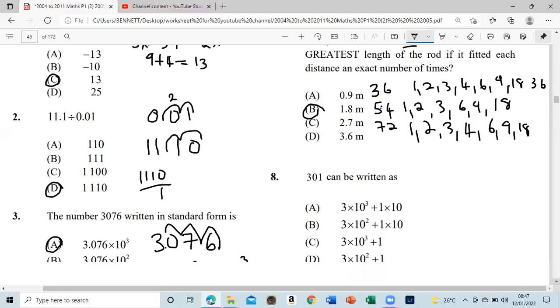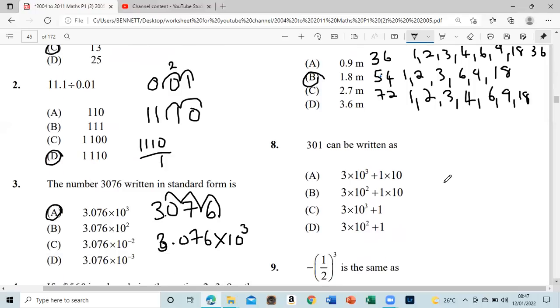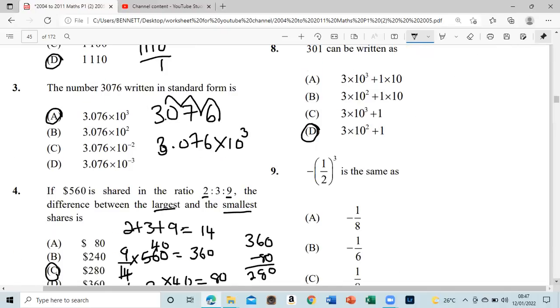All right, now for number 8, 301 can be written as, how often do you see the value that can make it add up to 301? Can be this, but this will be 10. So 310. 100 times 3, yeah, it's D. Let's move on to number 9. Go ahead and try this one, guys.